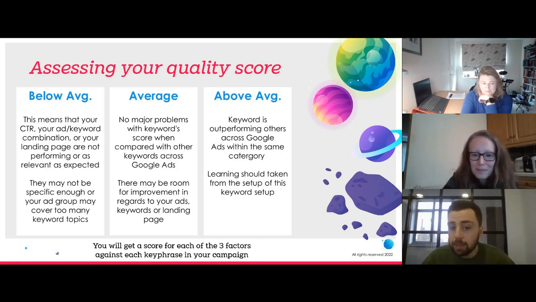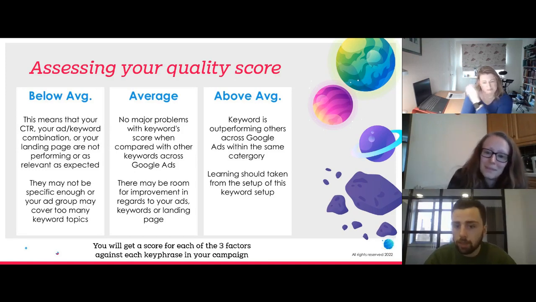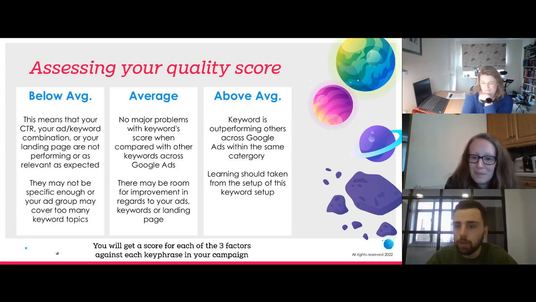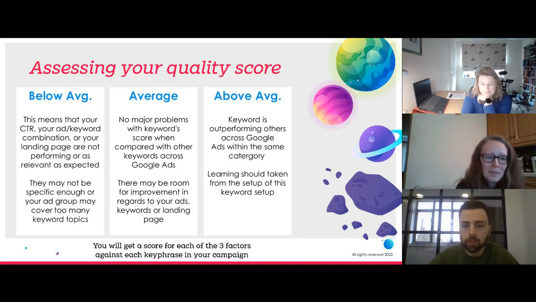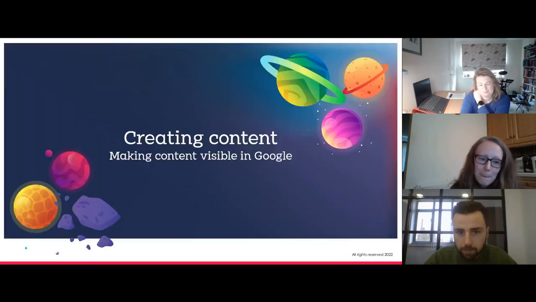And then above average is basically your keyword outperforming others across Google Ads in the same category. So if you see you're getting a quality score of 9 or 10 out of 10, you would look at that ad group, that campaign, that keyword, and understand why it's that good, and then take those learnings and make sure the rest of your account does that. Some of your campaigns might be using old landing pages, so this might be a justification to move them all over to that new type of landing page you used for that certain campaign, which is more hyper relevant.